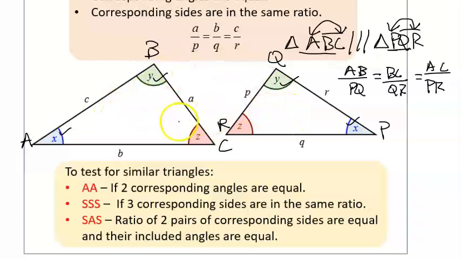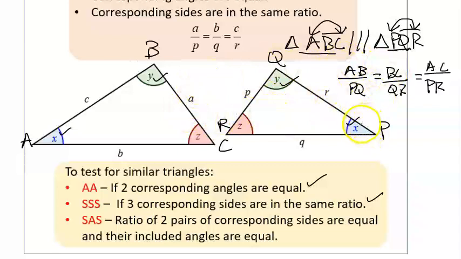How do we prove two triangles are similar? We prove that they are equiangular. And what do we need to do? All we need to do is prove that two angles in one triangle equal two angles in the other triangle. What's another way to prove that two triangles are similar? Well, we can prove that their sides are in proportion. So if we can show that AB over PQ equals BC over QR equals AC over PR, then we can prove that triangle ABC is similar to PQR.